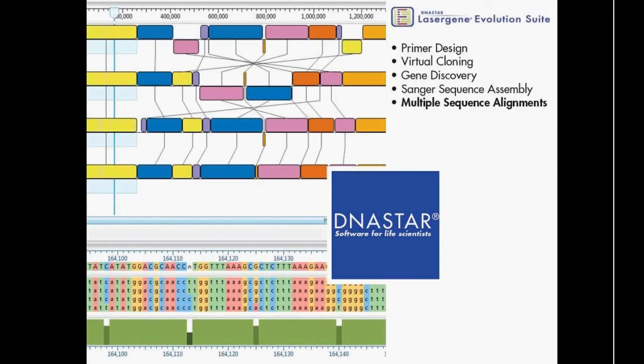Now, this DNASTAR Lasergene Evolution Suite is our suite for evolutionary biologists to work with sequence alignments. This suite is designed around MegAlign Pro, the application we'll be working with today. Now, the applications in the Evolution Suite support a variety of workflows, including primer design, virtual cloning, gene discovery, Sanger sequence assembly, and, as we'll learn today, multiple sequence alignments.